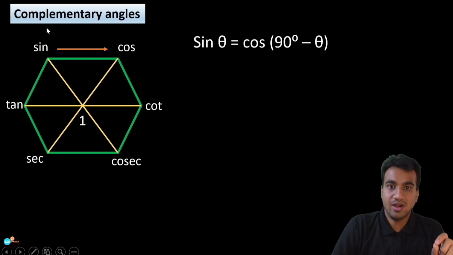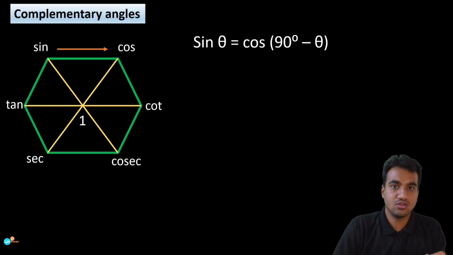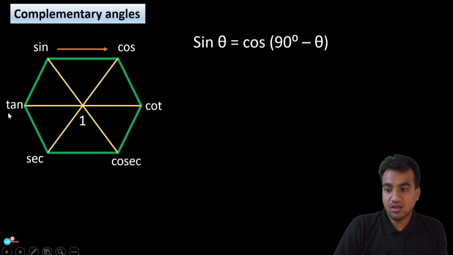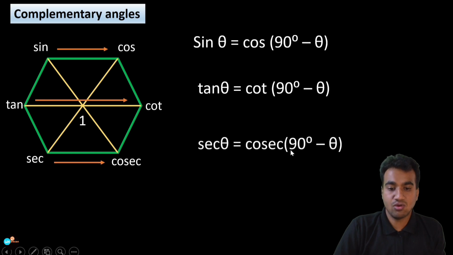First of all, complementary angles means sum of two angles is equal to 90 degree, and those angles are called as complementary angles. Supplementary angles means sum of two angles should be equal to 180 degree. So you should know this. And again here tan theta is equal to cot 90 minus theta, and next one sec theta is equal to cosec 90 minus theta. See, the reverse is also holds good, that we will see in the next slide.